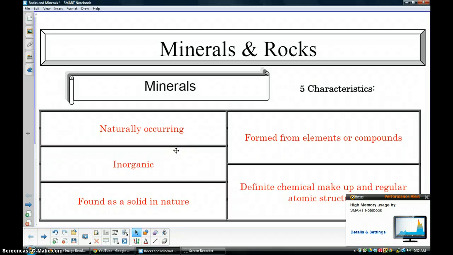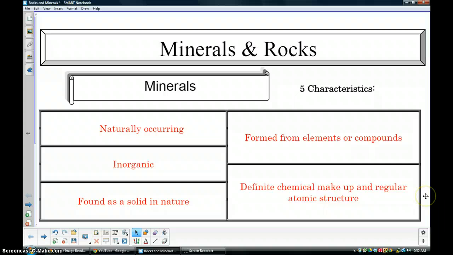So this is the introduction to minerals, and what I want you to see with this is just how we define a mineral. What is a mineral? What's a rock? And how we talk about that. So this is the first page of your notes.